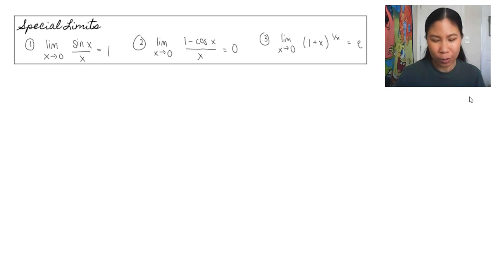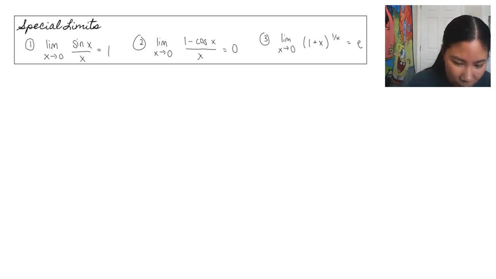We wouldn't be able to use any of the methods that we've learned so far. You can't just plug this in because you would end up with 0 on the bottom and that's not allowed. So that's why we can't just figure these out ourselves, and that's why they're special. If we remember our rules for our special limits, as long as you see something with sine x over x where your limit is approaching 0, it's always going to equal 1. Or if you see something like 1 minus cosine x over x, where the limit is approaching 0, that limit is always 0. This third one we use less often, but if you ever see it, just know that it equals e.